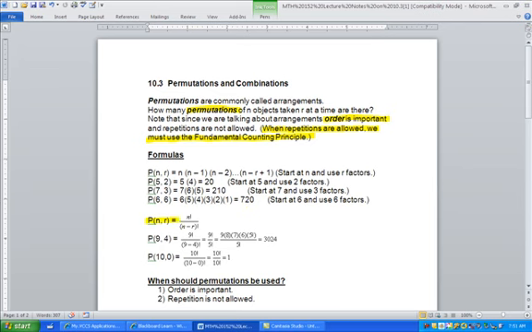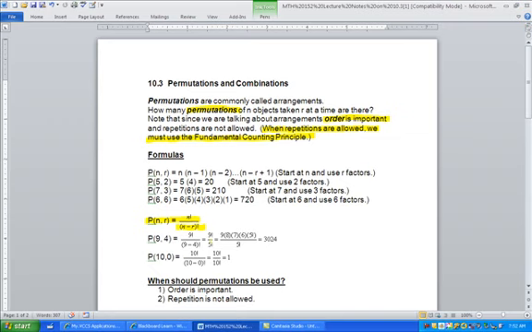More commonly, this is the formula for permutations of n objects taken r at a time: n factorial over the difference between n and r, factorial. So for example, if we're doing permutations of n objects taken 4 at a time, we would have n factorial, which in this case would be 9 factorial, over 9 minus 4 factorial. So that's 9 factorial over 5 factorial.